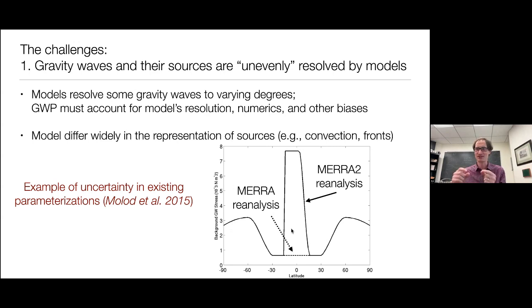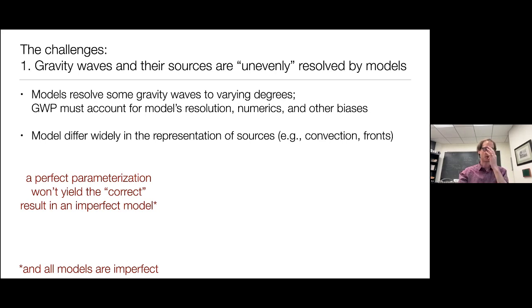But this is the kind of thing. Well, if your model is missing convection, we'll just ramp it up. This is what we're up against. Okay, so all this means that the perfect parameterization is not going to work when you put it into an imperfect model, right?